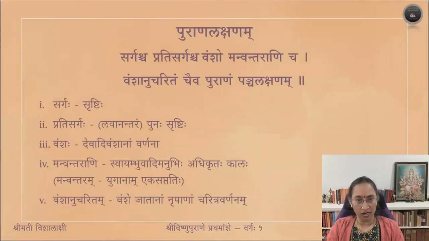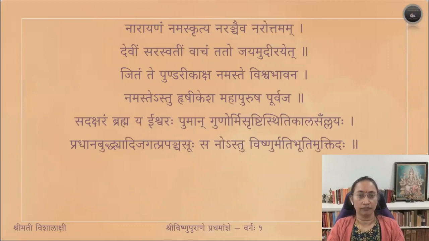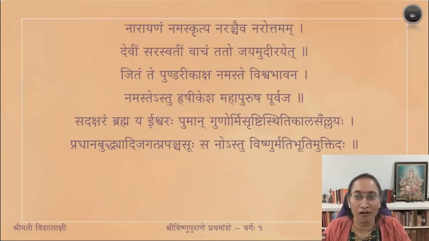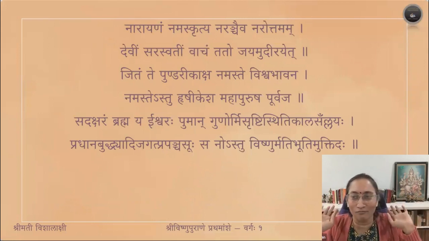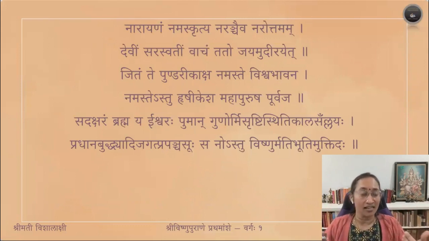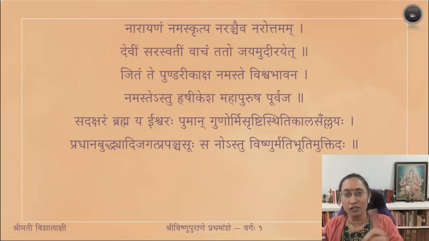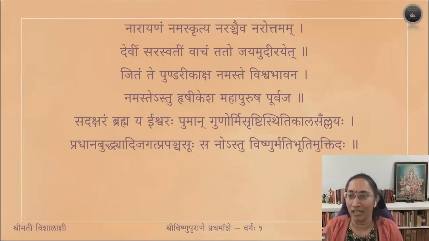So the Mangala shlokas that I have taken up here, one is Narayanam Namaskritya, Naranjaiva Narottamam, Devim Saraswatim Vacham, Tato Jayam Udirayet, Jayam. Actually, this is for Mahabharatam. Mahabharata is called Jaya. Usually when you start any work which is written by Vyasa, you have to offer your pranams to Vyasa himself. And Vyasa is Narayana himself.